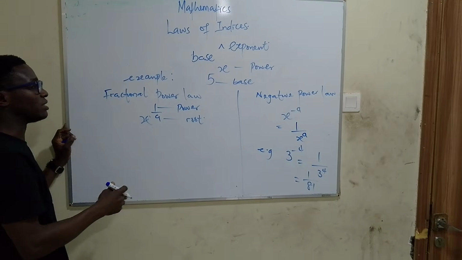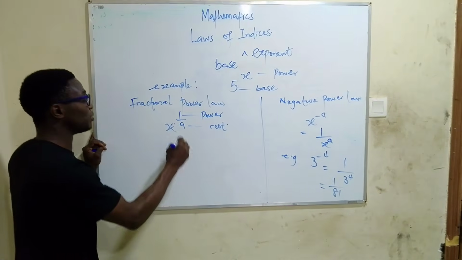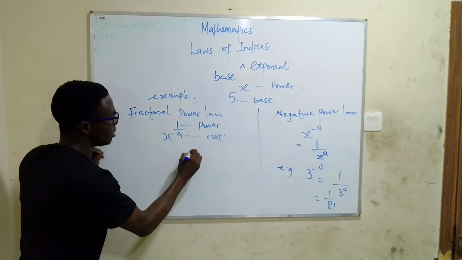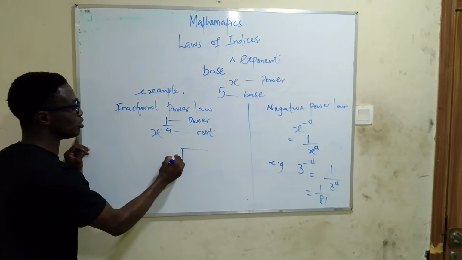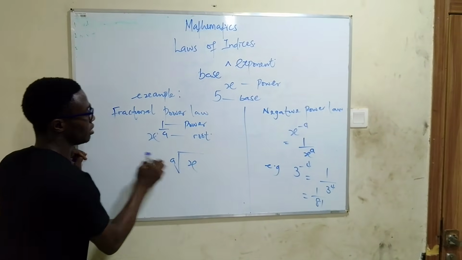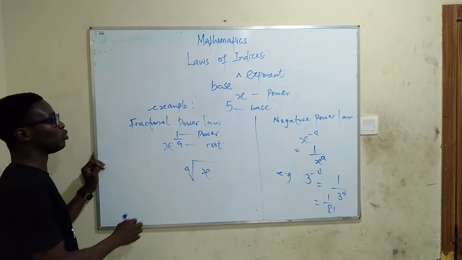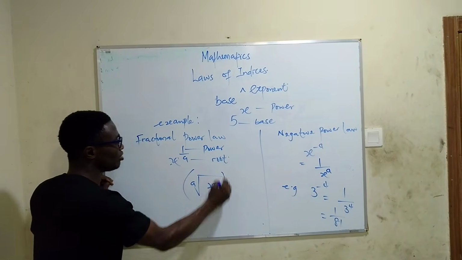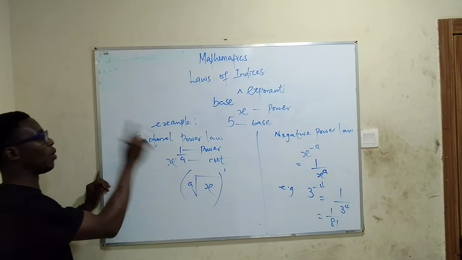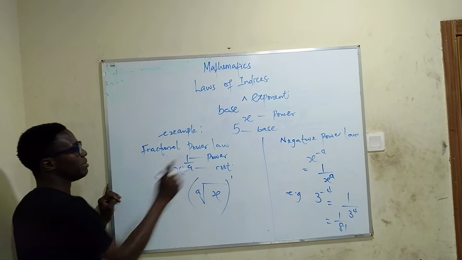Now, how do we do this? We said the denominator represents the root. The base will be inside the root, and all to the power of 1. That's why I said the numerator will represent the power.